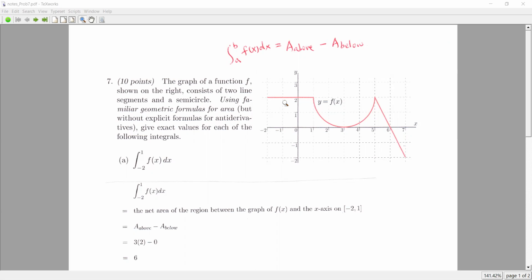The region is this rectangle. This rectangle has no part below the x-axis, so the area below is 0. The area above is the area of this rectangle. It is base times height. The base from -2 to 1 has length 3. The height is 2. So the answer to Part A is 6.